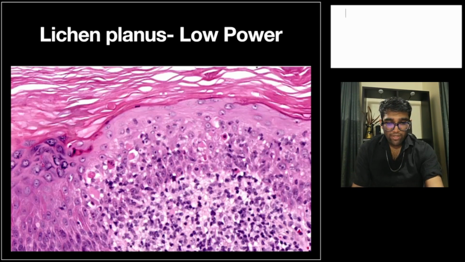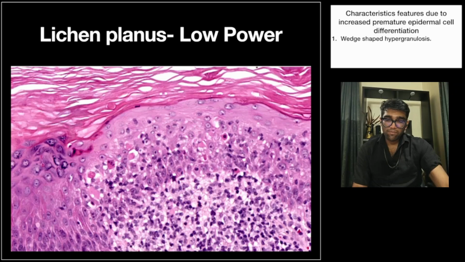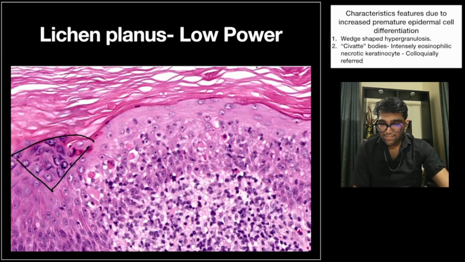Now in high power, because of increased premature differentiation of the cells, we find some very interesting things. One is that there is a wedge-shaped hypergranulosis, or the granular cell layer is thickened and is wedge-shaped. The second thing is that there are certain necrotic, very red bodies.